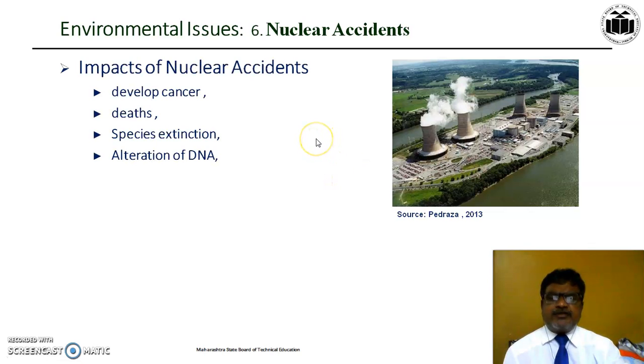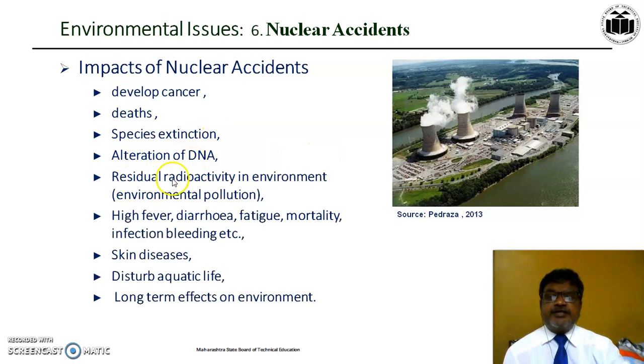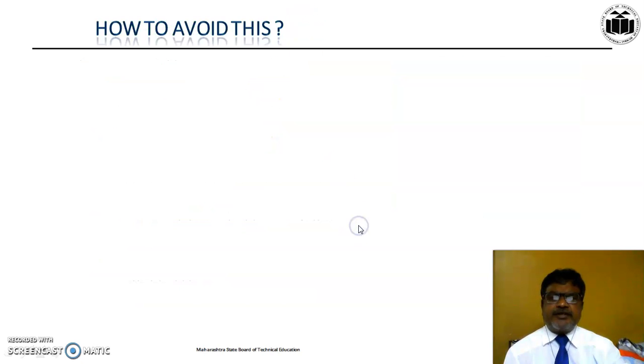Now what are the impacts of nuclear accidents? The impacts are cancer, death, species extinction, alteration of DNA, residual radioactivity in the environment, environmental pollution, high fever, diarrhea, fatigue, mortality, infection, bleeding, etc. Then skin diseases, disturbed aquatic life and long-term effects on the environment due to nuclear accidents.